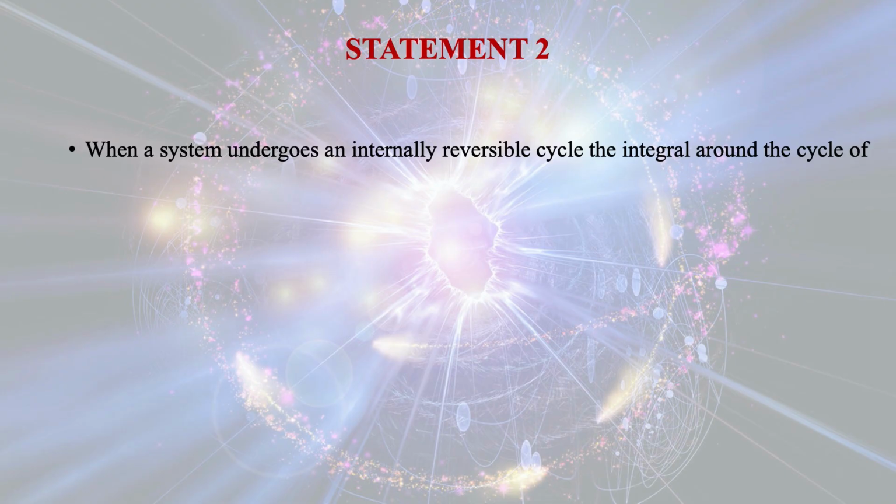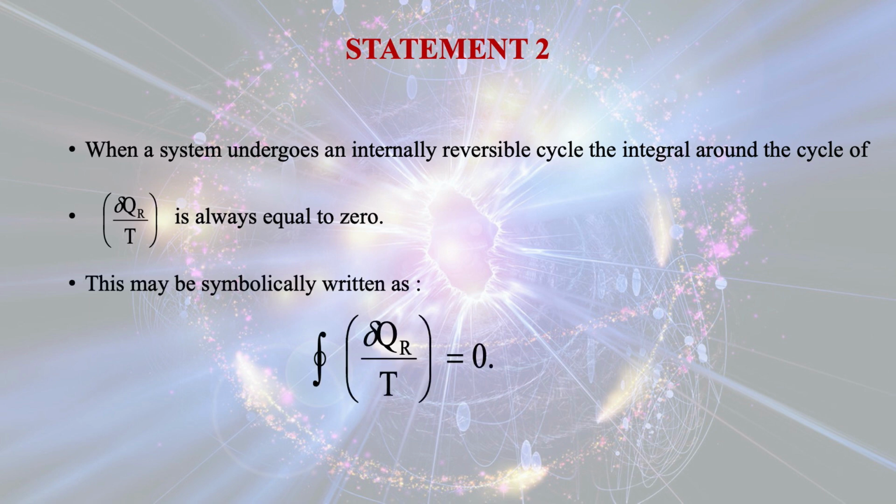Now let us discuss statement 2. When a system undergoes an internally reversible cycle, the integral around the cycle of delta Q R divided by T is always equal to 0. This may be symbolically written as the cyclic integral of delta Q R by T is equal to 0. Here R denotes the internally reversible process.